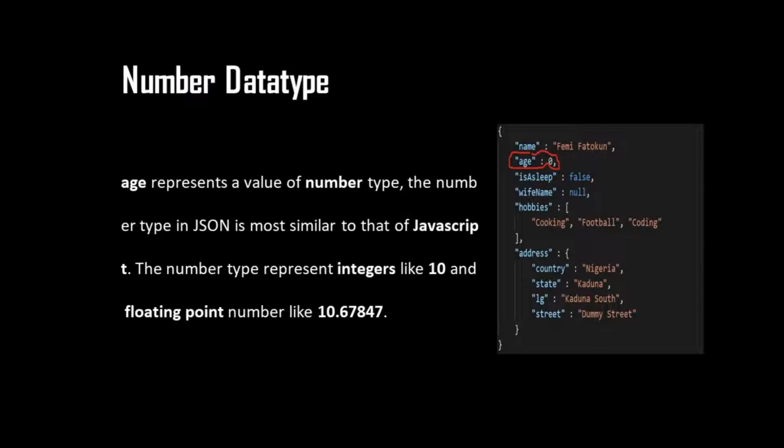The number data type in JSON is used to represent integers like 10, 0, 15, 20, and floating point numbers like 10.967847, numbers that have decimal points. So that is the number data type in JSON. Let us move to the next one.